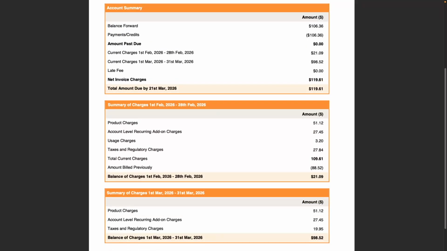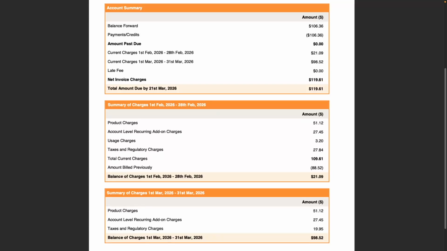You'll also notice two separate current charge periods. Current charges from February 1st through the 28th are 21.09, and from March 1st through the 31st are 98.52. That brings the net invoice charges to $119.61, which is also the total amount due by March 21st.